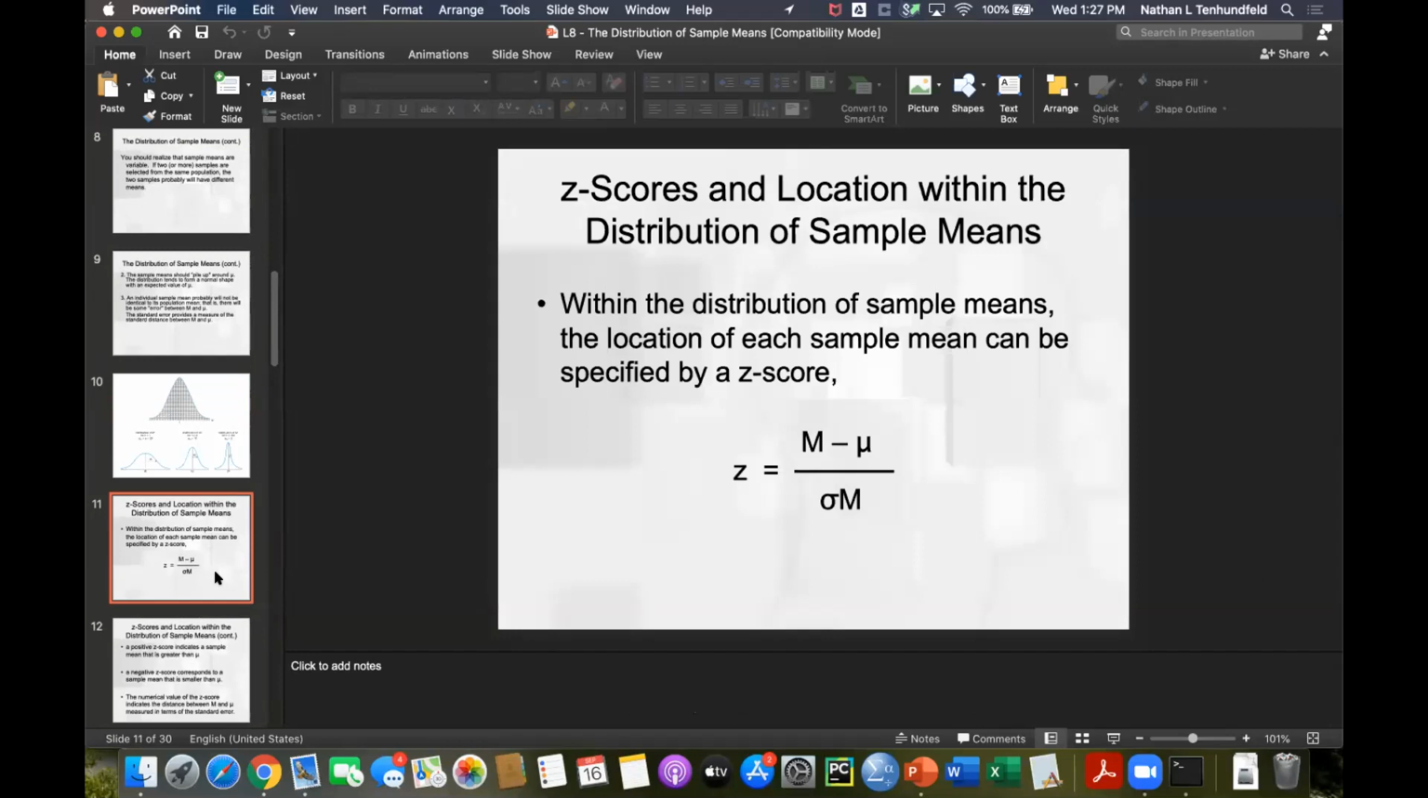And so within the distribution of sample means, the location for each sample mean can be specified by a z-score. And this equation is almost identical to what we've been doing. It is the same conceptual equation. But now, instead of x, we have the mean, so the sample mean. We're going to subtract the population mean. And now, instead of dividing by the standard deviation, we're dividing by the standard error of the mean.